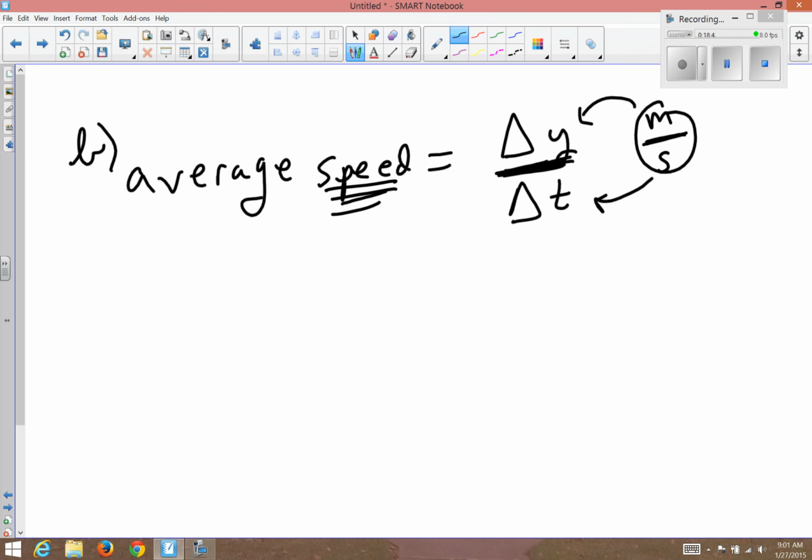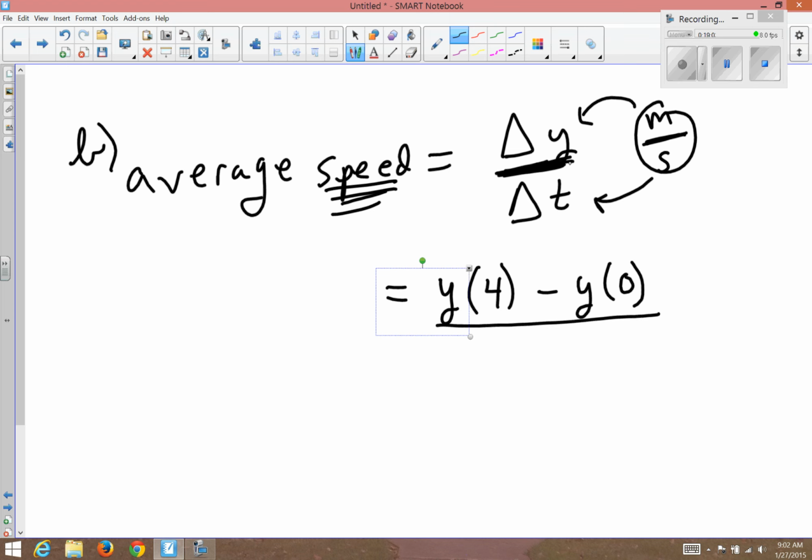So this notation is important. In this problem, delta y means the y evaluated at the later time, 4 seconds is how long it took to reach the bottom, minus y evaluated at the starting time, which is 0 seconds. Change in y means we're subtracting the y's. Change in t means we're going to subtract those times. The later time minus the earlier time.